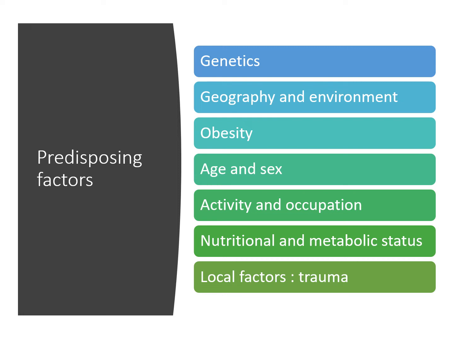Now let's see the predisposing factors. Genetics plays an important role in osteoarthritis. For instance, if the mother of the family has OA, there is a high chance that the progeny also develop OA. It is also dependent on geography and environment. For instance, in the Western countries, OA is mostly seen in the hip joint because of their lifestyle. And in Asians or in the Indian community, knee OA is most commonly seen.